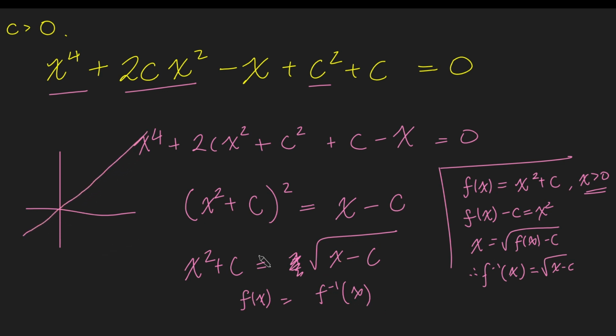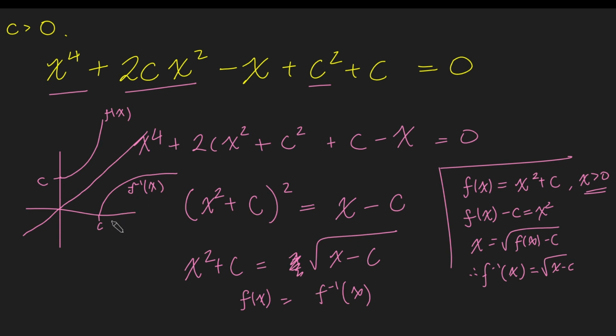So if I draw it like that, x squared plus c might look something like that. It's a parabola, normally like that, but we don't have the left half because x is positive. The y-intercept there is c, and then this will look something like that, where this is c. So this is f inverse x, and this is f of x.